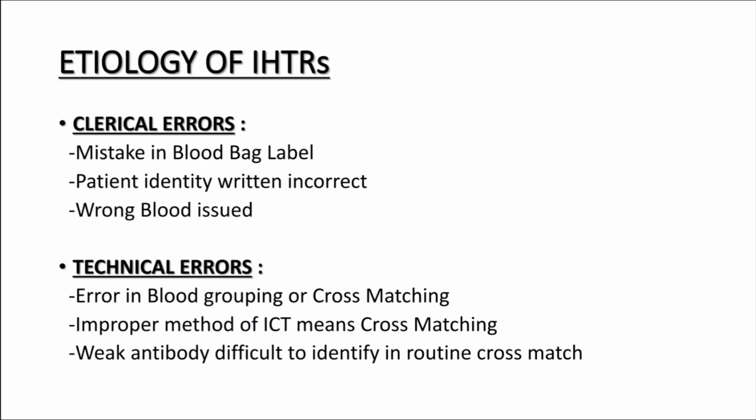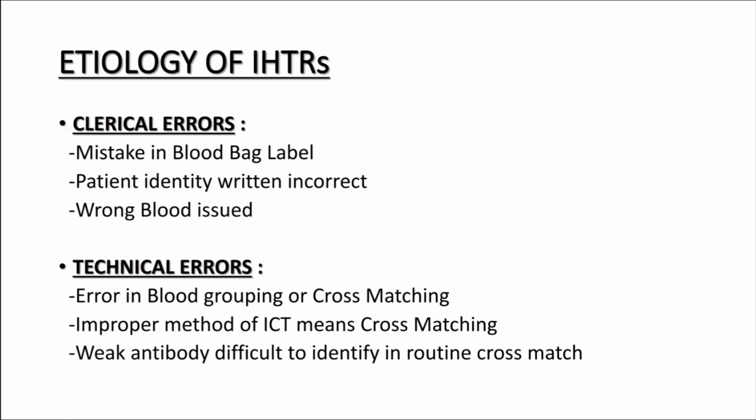All right. Now, what could be the etiology for the development of such an immune hemolytic transfusion reaction? Obviously, you are not going to give wrong blood to your patient, right? You will definitely do a blood group. You will do a cross matching, that is the indirect Coombs test. But the mistake can happen if you have a clerical or technical error.